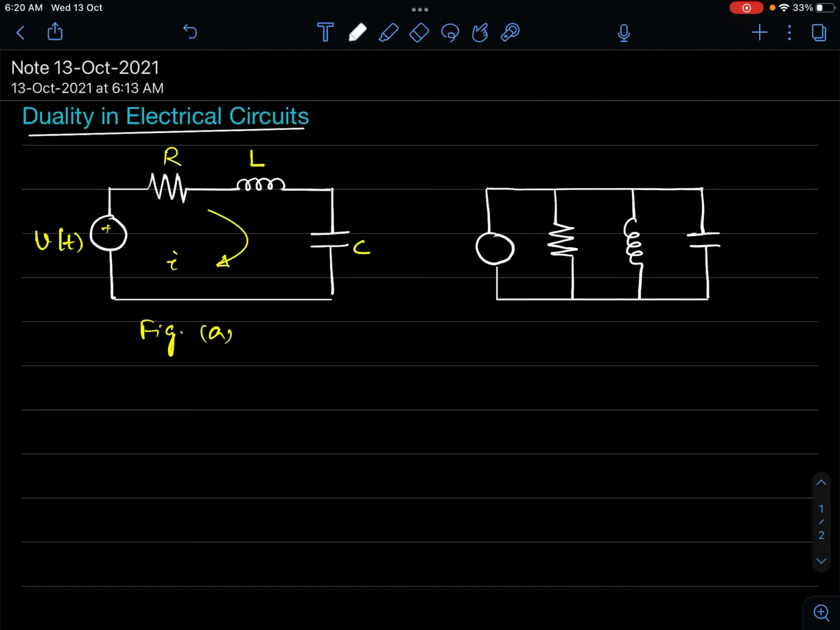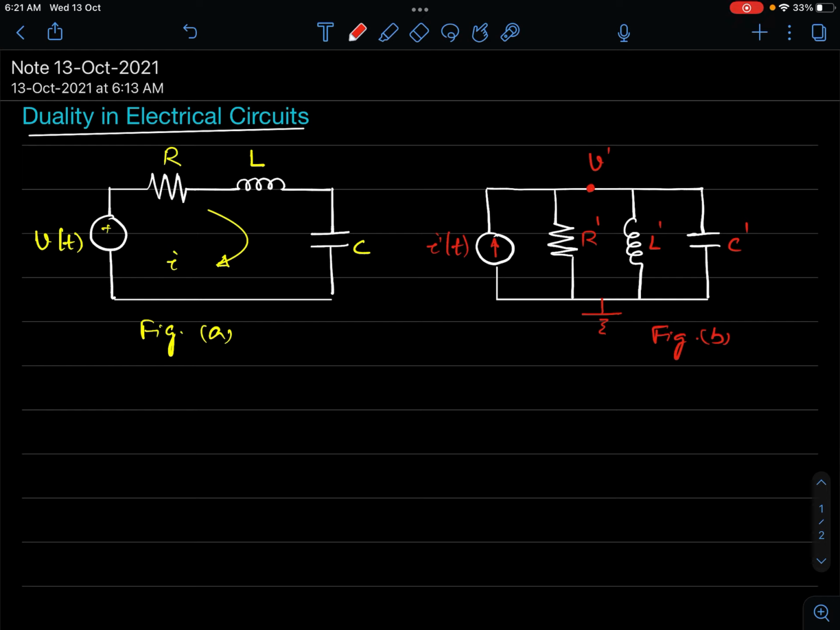Now this network has got a node pair. This source, I will call it I dash of t, and I'll put an arrow underneath this. This is my R dash, this is my L dash, this is my C dash. Let the potential of this node be V dash, whereas I will take the other node as the datum node. This is my figure B.